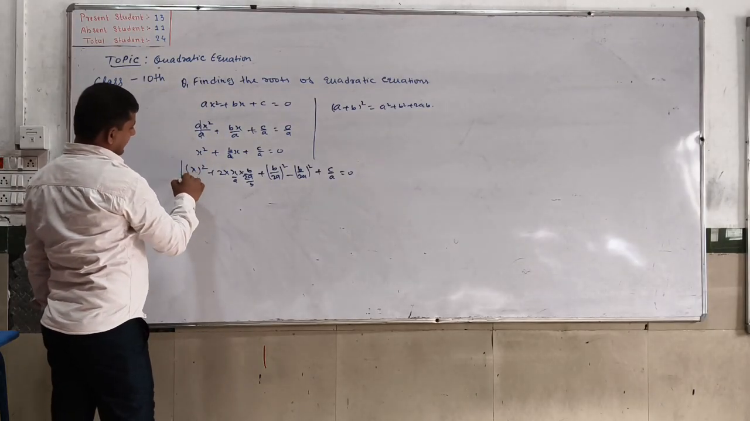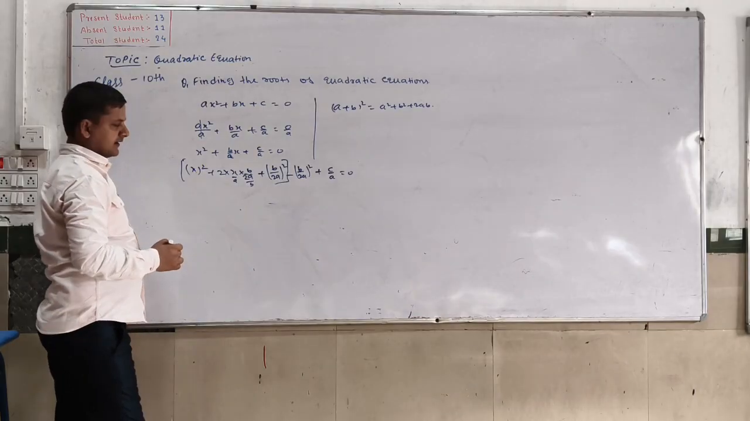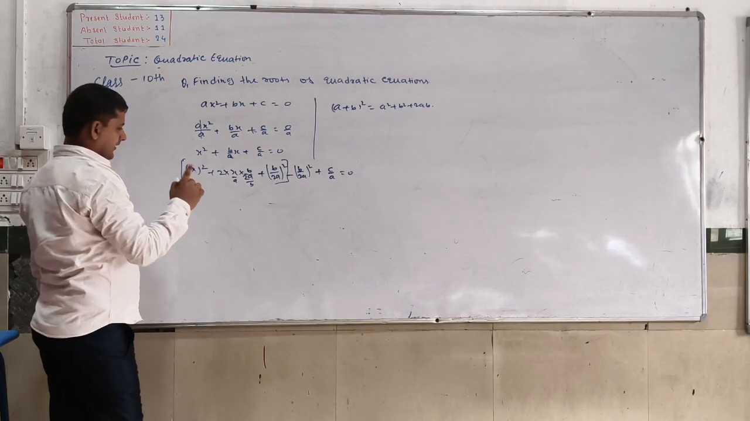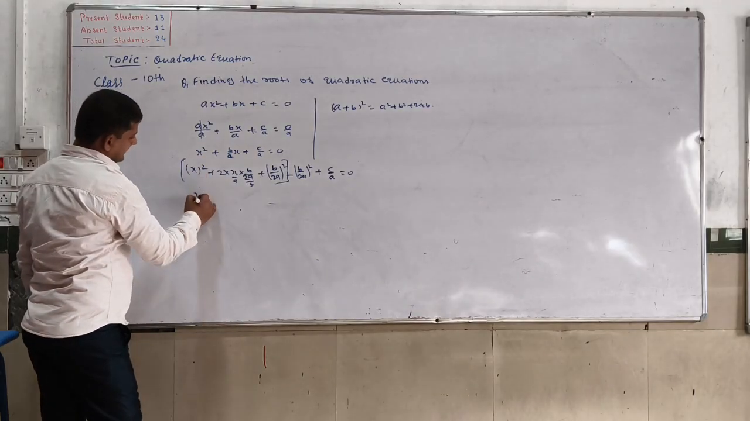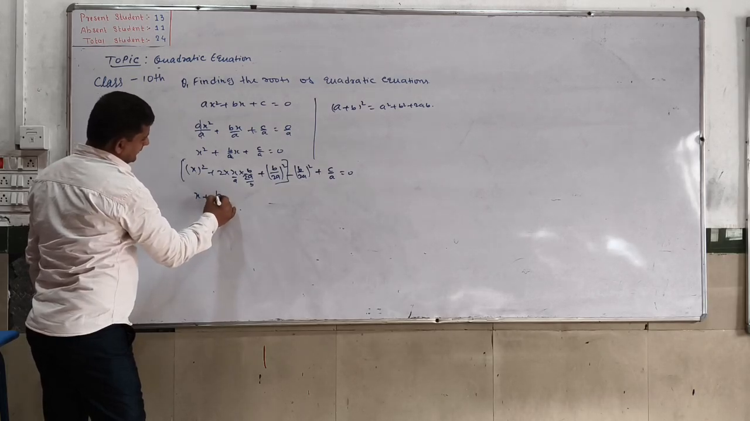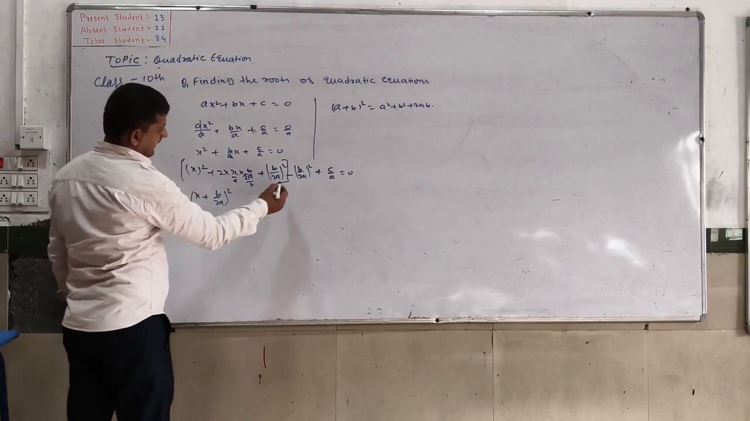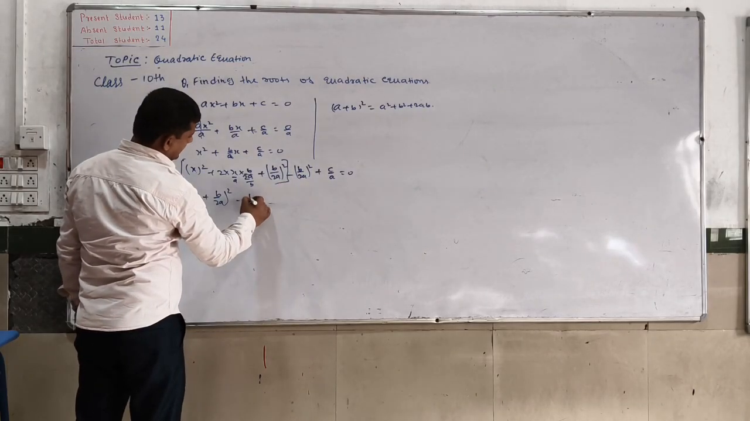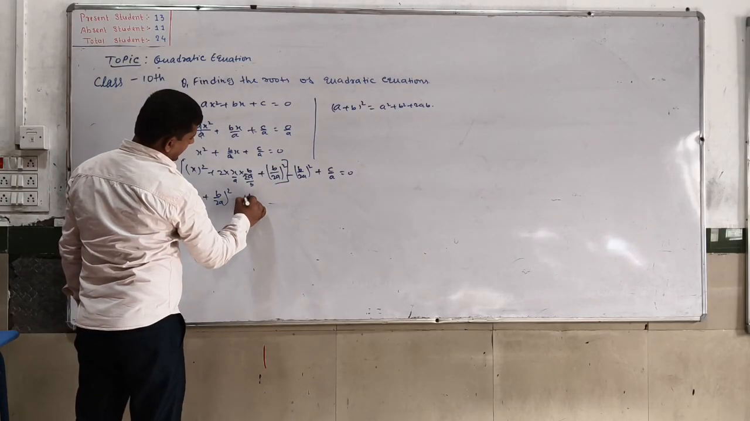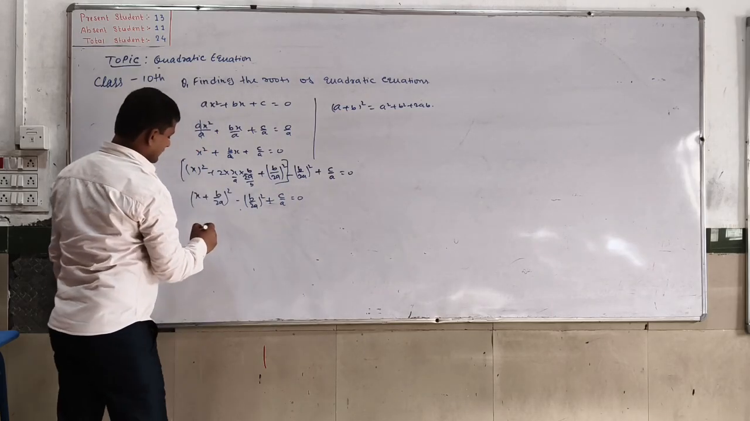This is the formula of the whole square of a plus b. This term is converted into the formula of the whole square of a plus b. So we can write these equations as x plus b upon 2a whole square, and the remaining part is b upon 2a whole square plus c upon a equal to 0.